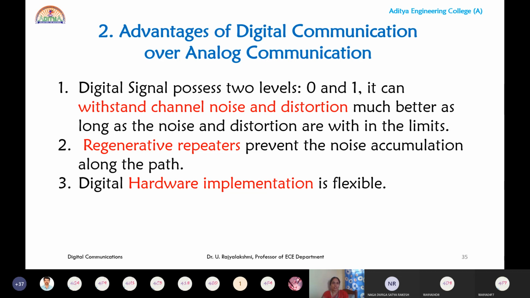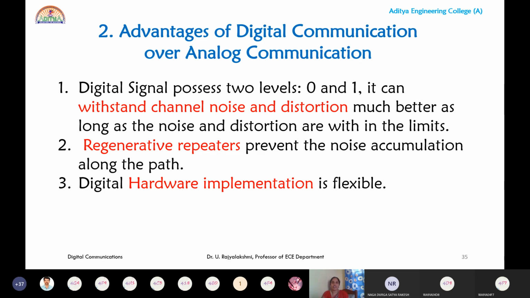If you take the PC, you are simply pressing A, B, C, D, all the alphabets, like you are pressing 0 and 1 keys. So hardware implementation using the digital signal is easy, instead of the continuous variations provided by the analog signal. So what is the third advantage? Digital hardware implementation is flexible. That's why digital communication plays a key role in communications. This is about the third advantage.